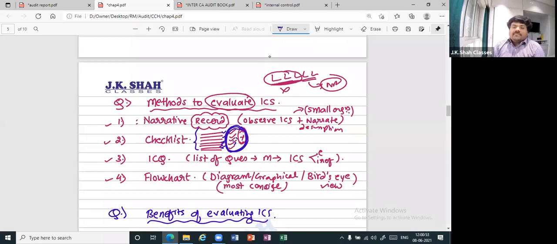ICQ, thereafter, flowchart. A flowchart is a diagrammatical or graphical format of presentation of the ICS. It basically is the most concise way to know about the ICS. It gives you a bird's eye view of the entire ICS, whether it is there or not.